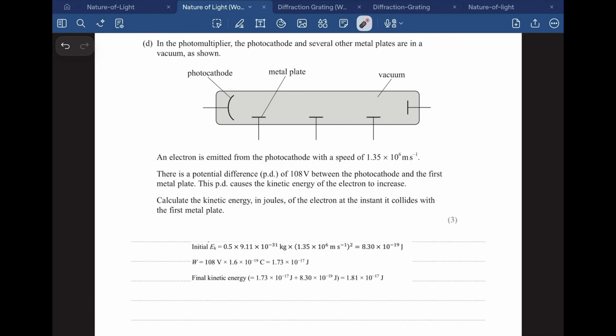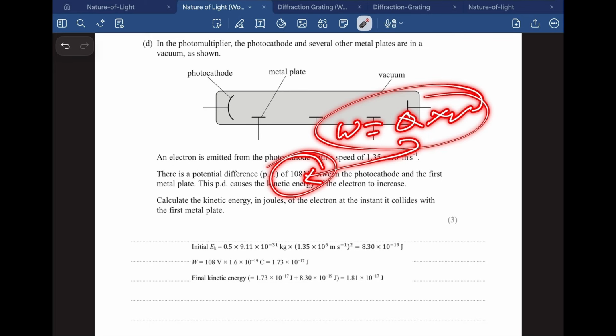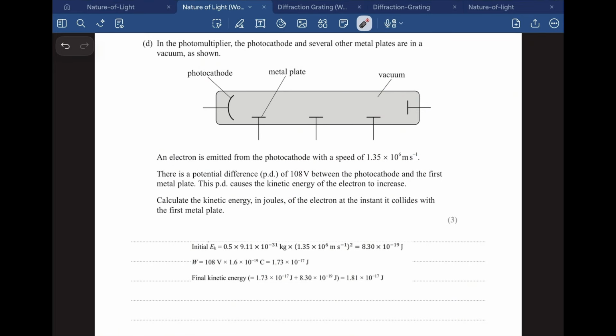So we know this potential difference which was applied has done work on the electron. So we know work done is equal to charge into voltage, right? Here the voltage was 108 volt and the charge is 1.6 into 10 to the power minus 19. So this gives us the work that the potential difference has done on the electron to increase its kinetic energy. So this was its initial kinetic energy, and this is the other work done. This work done is the increase in the kinetic energy of the electron.